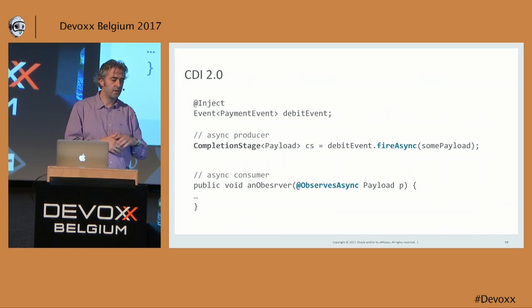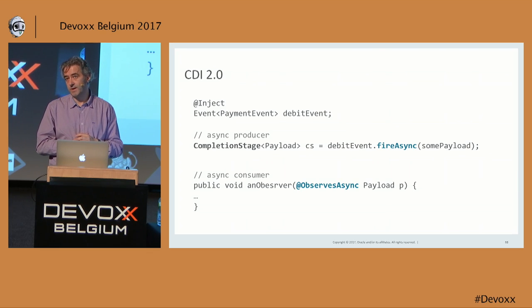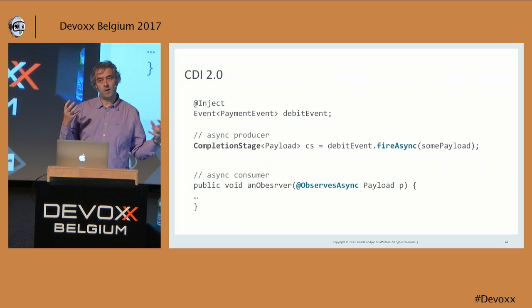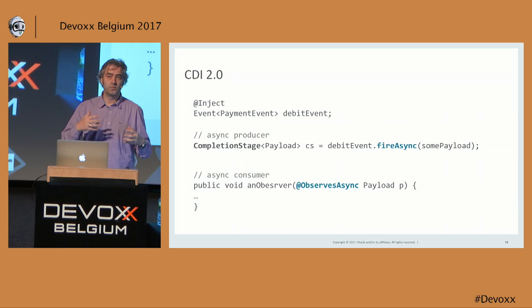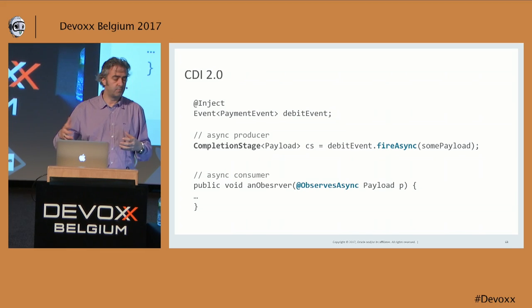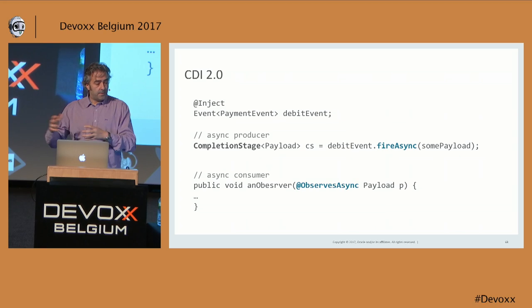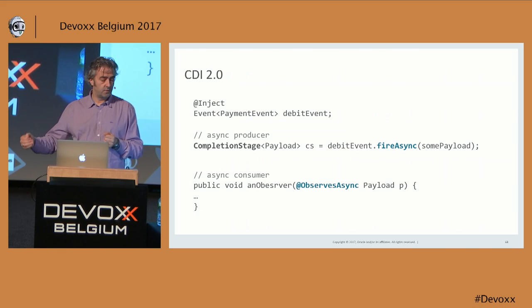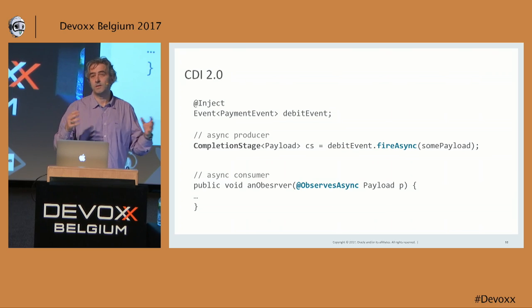You see that the return type is a completion stage object. That basically means that I have an object that I will be able to use at some point in time to, for example, check if everything went fine or if there has been some error. And then I also need to specify on the consuming side that this is indeed an async consumer. So again, it works the same way.